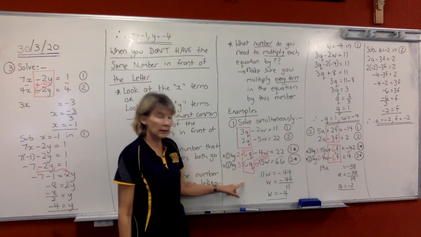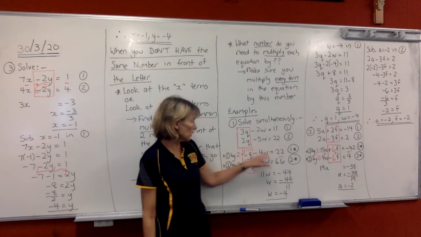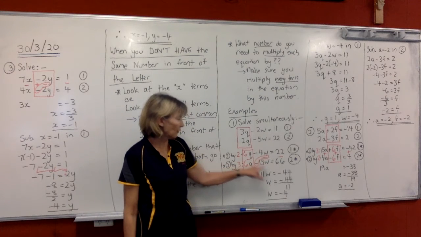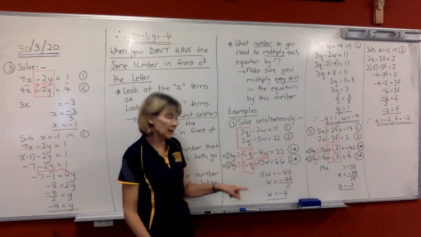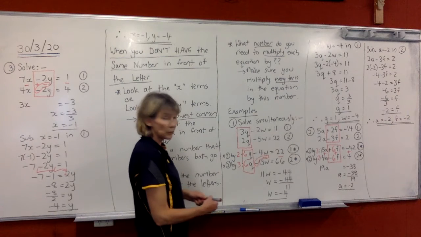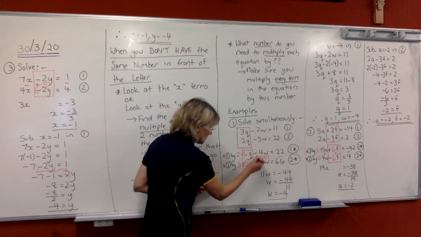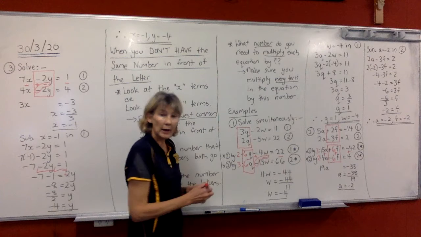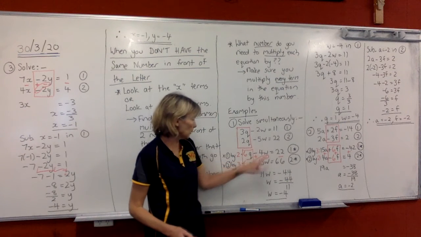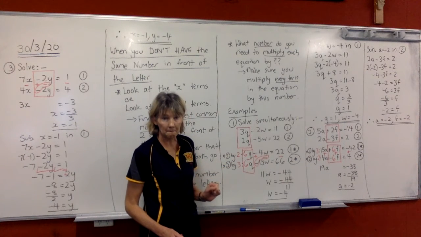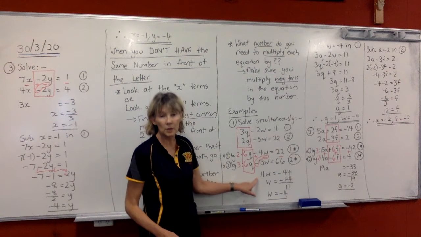6q minus 6q is nothing. Minus 4w minus 15w. Again, you've got that double negative when you read it. That changes to a plus. So it actually says minus 4w plus 15w. That gives you positive 11w.